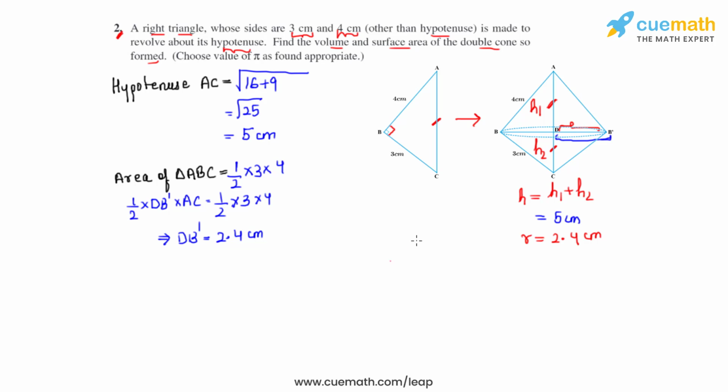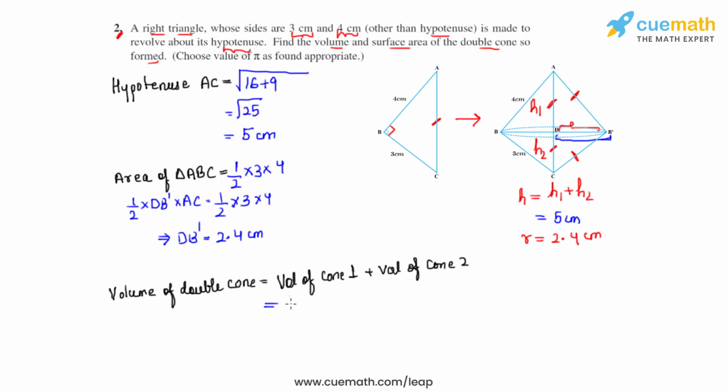Now we can go on to solve the question with the first part, which asks us to find the volume of the double cone. So the volume of the double cone will be the sum of the volume of the cone which is above and the volume of the cone which is below. So we can write it as volume of double cone equals the volume of cone 1, that is above, and the volume of cone 2, which is below. So we write the formulas as 1/3 pi r square H1 plus 1/3 pi r square H2. We can take 1/3 pi r square common and we are left with H1 plus H2.